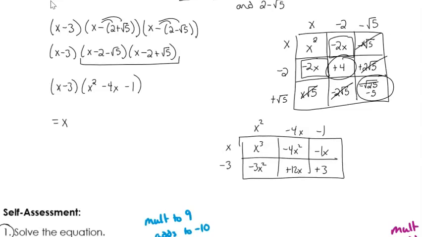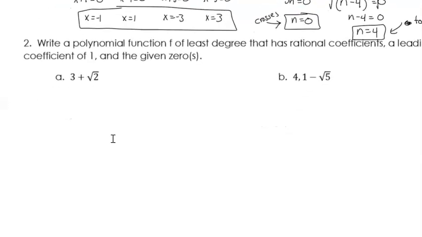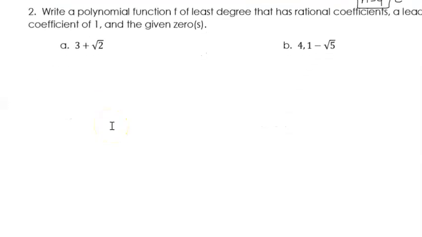And I get x cubed minus 7x squared. And then the 12 minus 1 is 11x plus 3. And that's what f of x equals. Okay, let's go down here to the self-assessment and let's try another couple.